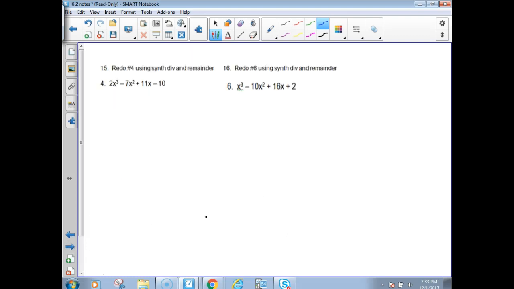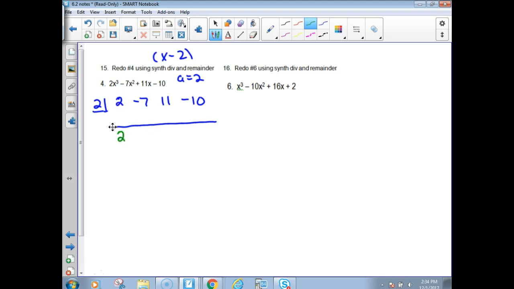Okay, 15 is asking us to redo number 4, which we did on the other side. I've got the problem sitting here. So we were dividing, I believe, by x minus 2. Was it x minus 2, guys? Okay. Yes, it was. All right, so if we try this over now, then a value would be a 2. And this would be so much faster than what we did on the other side. The leading coefficient, 2. Next one, negative 7, then 11, then negative 10. And I have 4 terms. I didn't miss any powers.